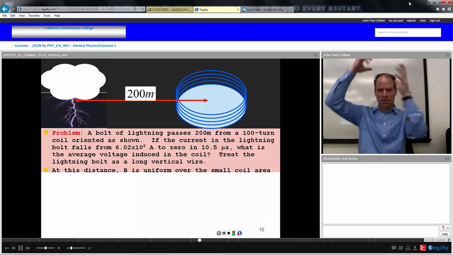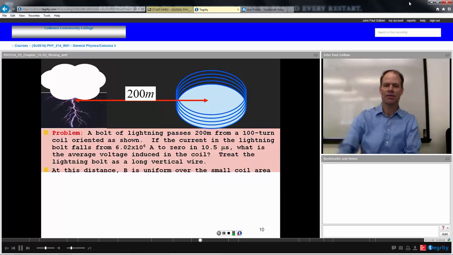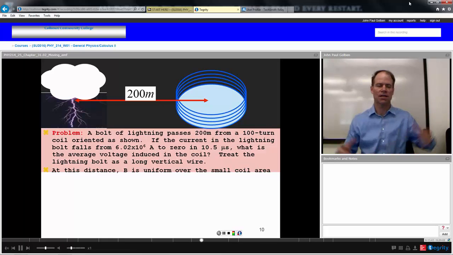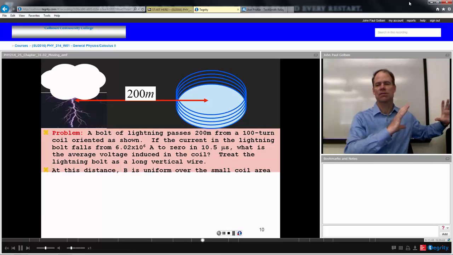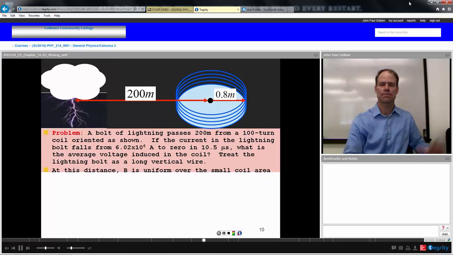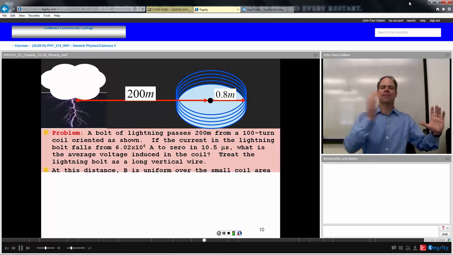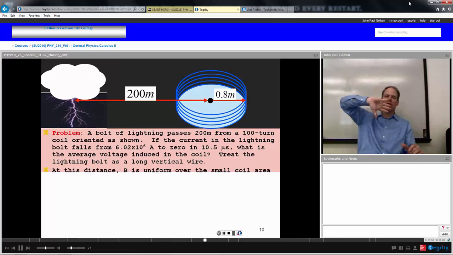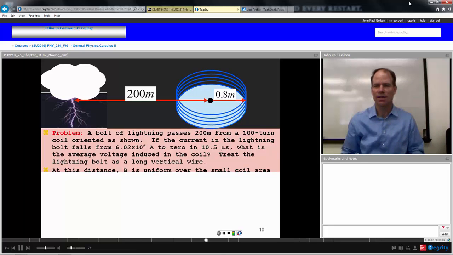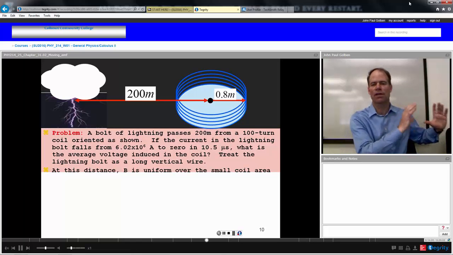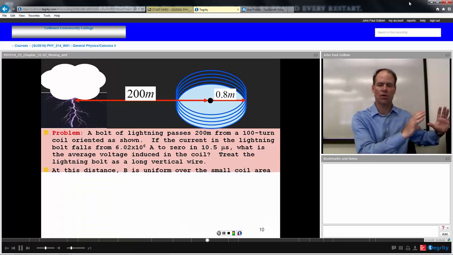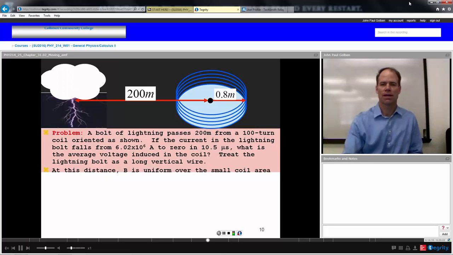Treat the lightning bolt as a long vertical wire. So we have this long vertical current going down with 6 megaamps in 10.5 microseconds. Some distance away, 200 meters, we have a coil. It's a decent coil. It's 0.8 meters in radius. And there's going to be a magnetic field going through that coil. If the current's going down, by the right-hand rule there'll be a magnetic field coming out of the page towards you as you're looking at it. That'll be pretty much uniform over the area of that coil because we're kind of far away at that distance.